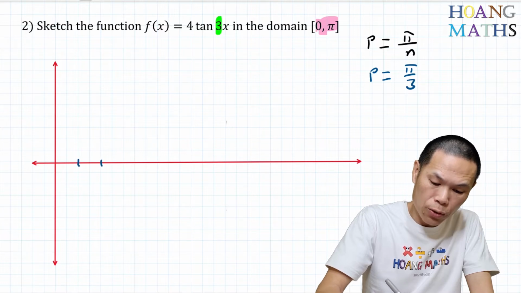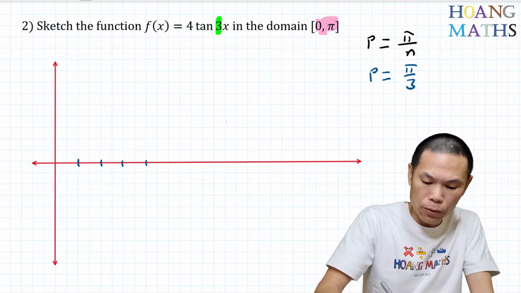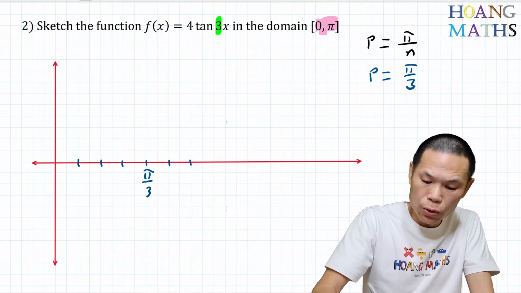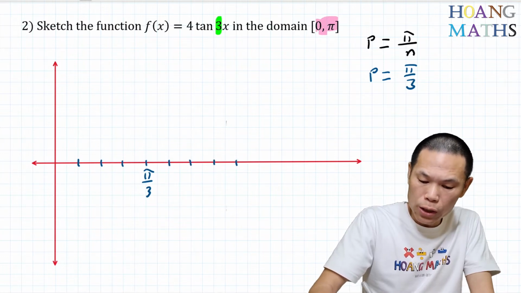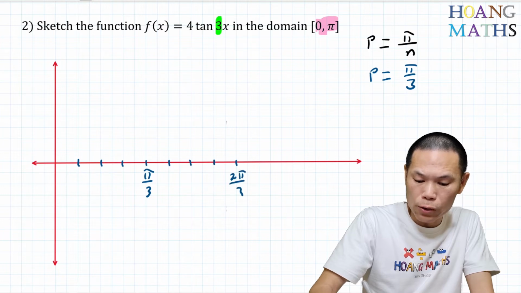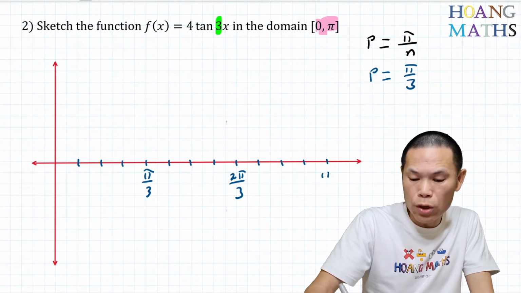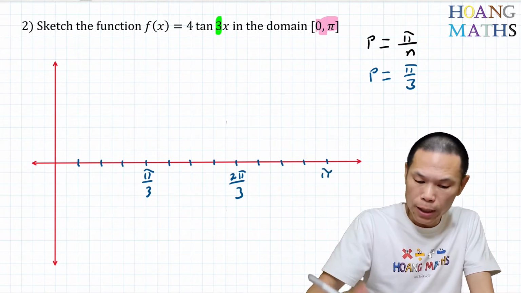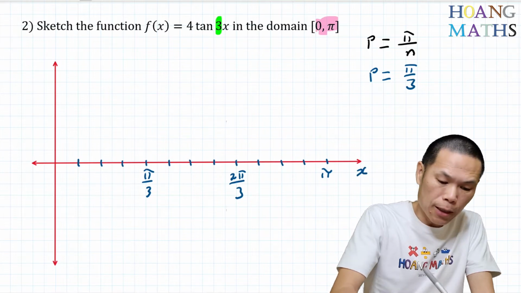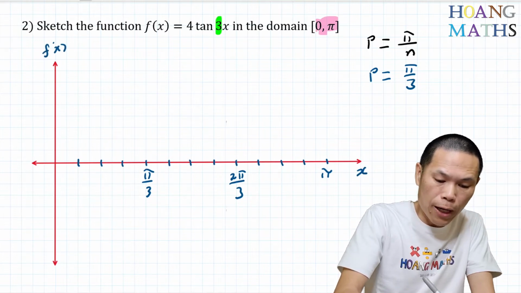1, 2, 3, 4. So this is pi over 3. 1, 2, 3, 4. So this is 2 pi over 3. 1, 2, 3, 4. So 3 pi over 3. But 3 pi over 3 is pi. So let me label this x. And this is f of x.